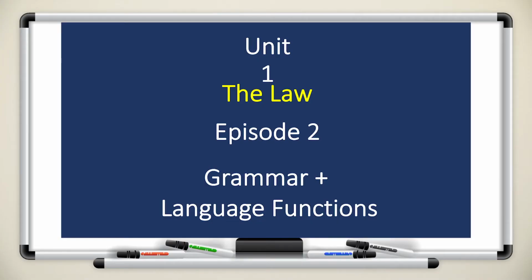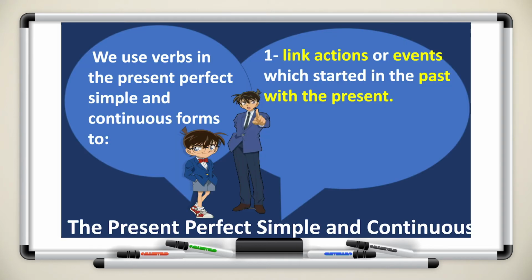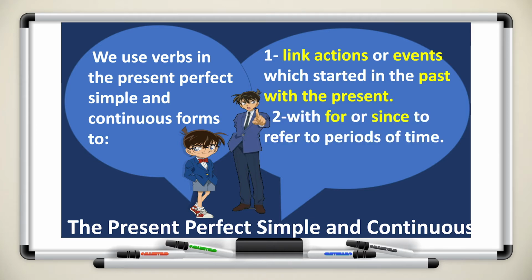Today we'll be looking at some grammar, the present perfect, and some language functions. Let's get started. We're going to be looking at the present perfect simple and continuous. In order to start, let's look at why and when we use them. Basically, we use the present perfect simple when we're trying to link events or actions that started in the past with the present time. We can also use them to talk about certain periods of time using for and since.